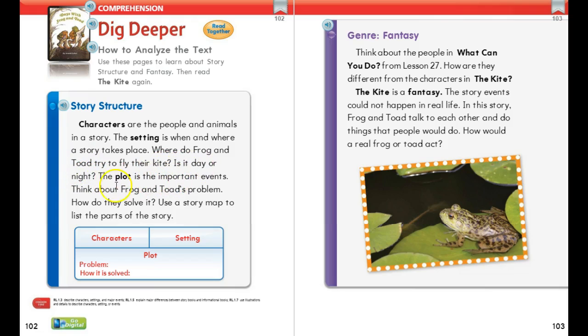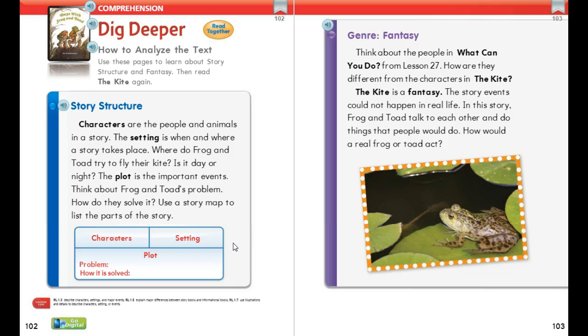The plot is the important events. Think about Frog and Toad's problem. How do they solve it? You can use a story map like this one to list the parts of the story. So a story map helps us to think about the important parts of a story.